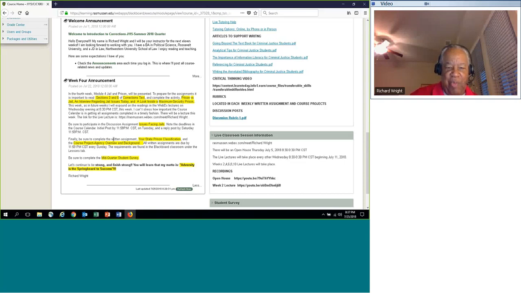Finally, your written assignment is your state prison classification. So you're going to write that, and I will tell you how many pages or what the requirements are. Of course, you'll find that in the rubric also. And then we're going to discuss your course project, agency overview and background. This is the second section of the project. And then if you could take the time to complete the mid-quarter survey, I'd appreciate that.